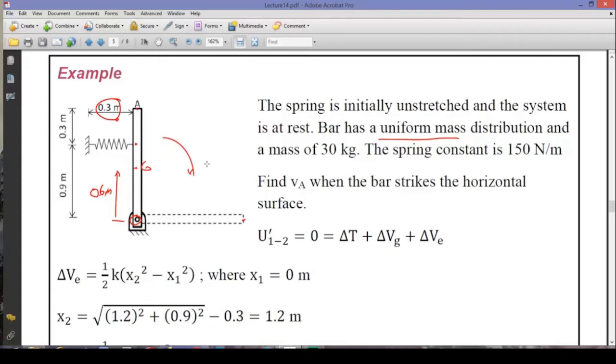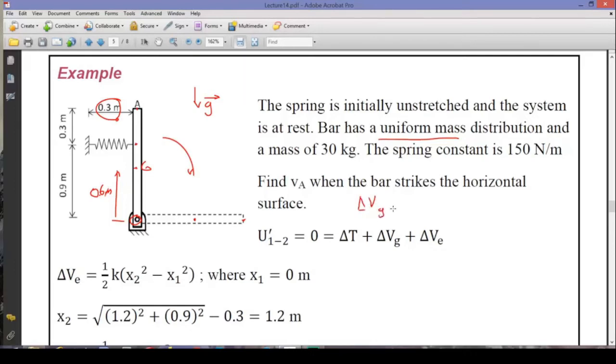The path taken is not of our concern, because at the moment I don't really see any non-conservative force acting on the system. The forces acting on the system are conservative forces. There's the spring force and there is the gravitational force due to the gravitational acceleration in the downward direction. So in terms of the potential energy, what's going to change is this mass center will move from 0.6 meters to 0 meters. Therefore, there will be a change in the potential energy due to the gravitation.